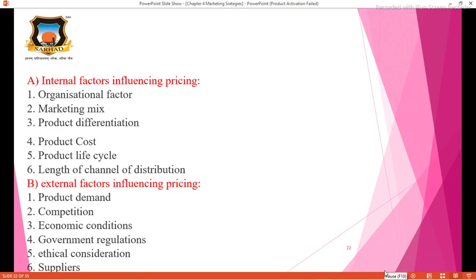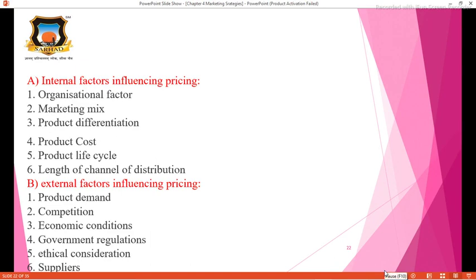Next is the product life cycle. The pricing policy to be followed should be in keeping with the age of the product. What stage of the life cycle the product is in will decide the pricing policy to be followed. The next is the length of the channel of distribution. If the firm has a longer channel of distribution, the price to be paid by the consumer is bound to be higher than if there is a shorter channel.